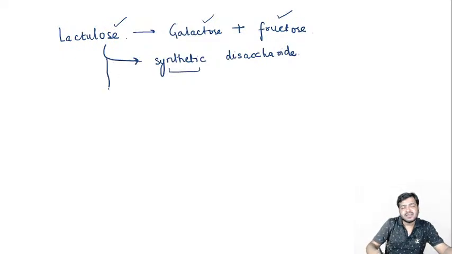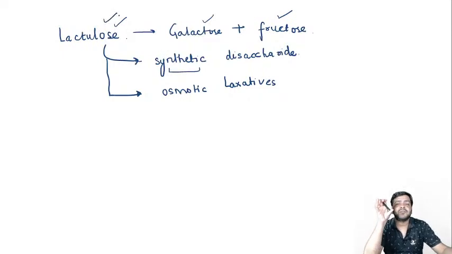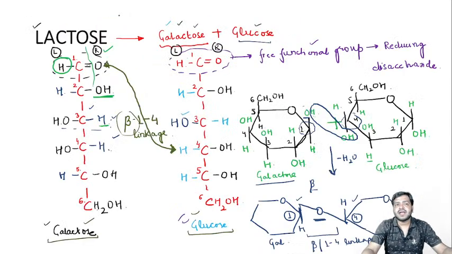Apart from that, remember that it is an osmotic laxative. Basically in liver diseases, especially in fatty liver and in other cases, we are giving osmotic laxatives. That is the lactulose. It has a potential use in pharmacology, like we are using it in various liver diseases. That's why just a little info about lactulose you should remember. Apart from that, the structure and the bonds are very important.